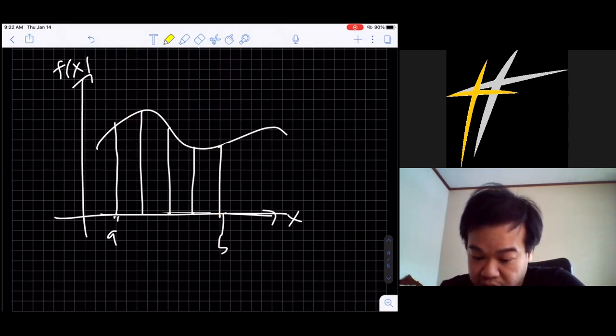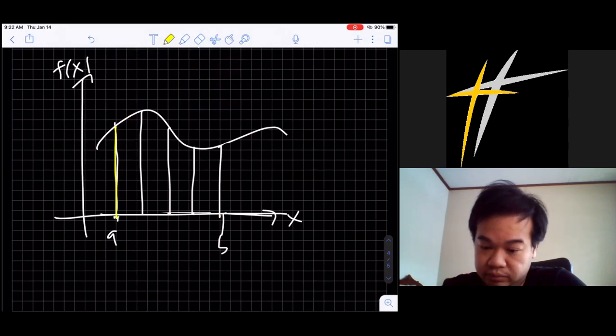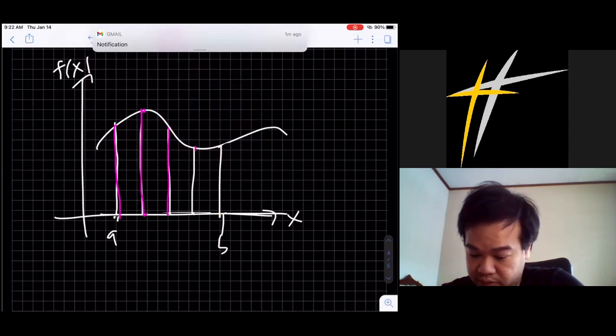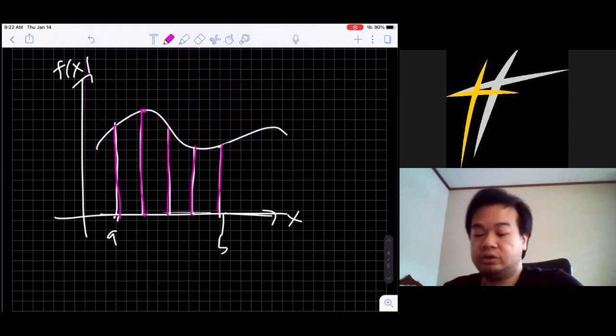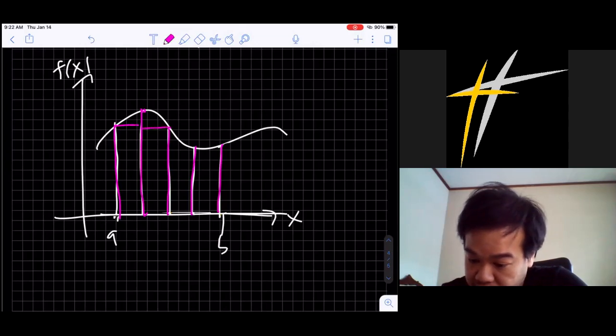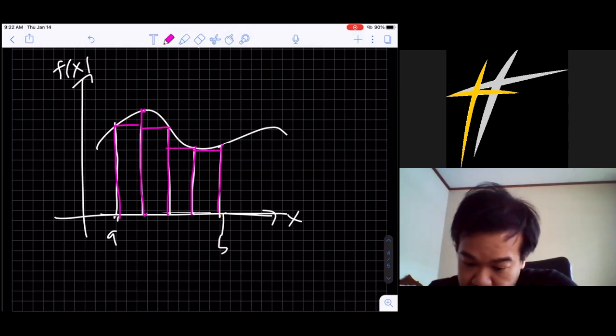Yeah. So for the first, let's just do the lower partition first. So it means that if it is lower, then the first one will be here, here, here, and here. So this is sample point 1, this is sample point 2, this is sample point 3, and let's say that this is sample point 4.